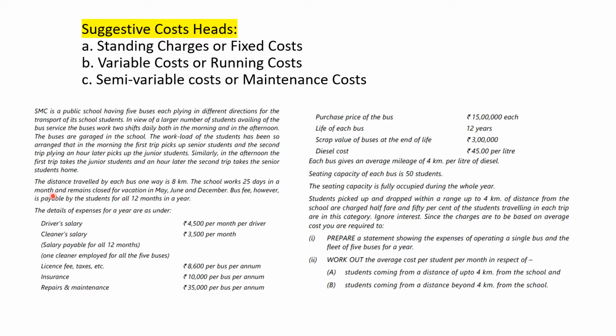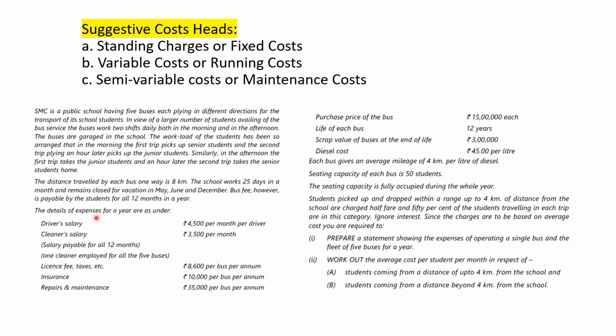So bus fee however is payable, but students pay for all the 12 months. That is, per month whatever charges are decided, they pay for 12 months, but the variable costs especially are incurred for 9 months only. But fixed cost, whether you operate for 9 months or 12 months, it is fixed. And similarly semi-variable, to some extent it is fixed and to some extent it is variable. So we have to identify in the cost which is fixed and which is variable.